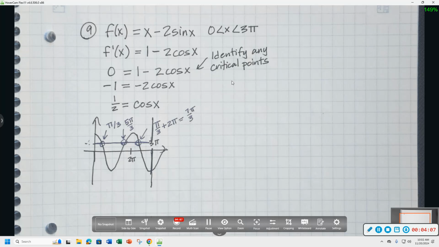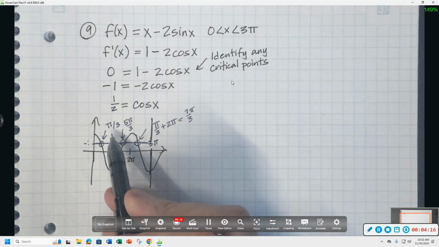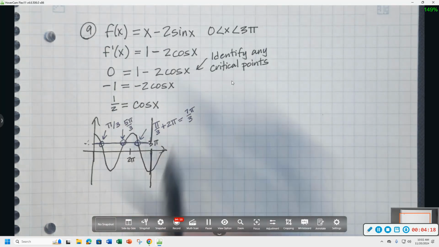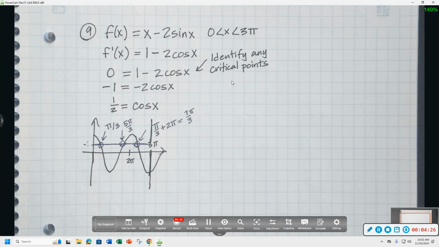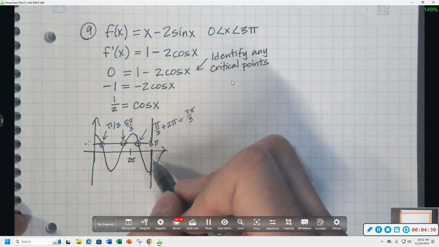So the three critical numbers between 0 and 3 pi are pi over 3, 5 pi over 3, 7 pi over 3. Is 7 pi over 3 at 3 pi? 3 pi is 9 pi over 3. So we're not quite to that yet.